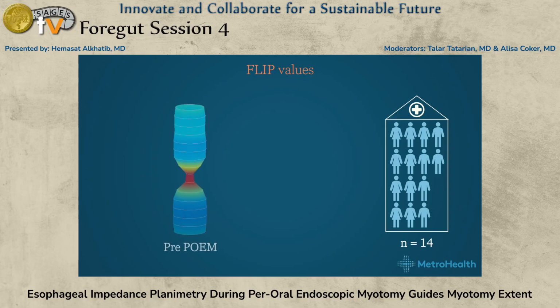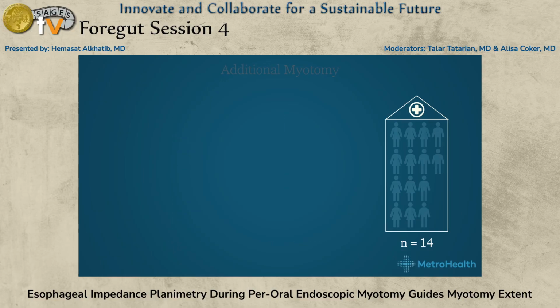So did we have to change? Oh, this is a visual depiction of how you see this intraoperatively. And you see on the pre-POEM side, those warmer colors indicate a tighter sphincter. And after your myotomy, you can see the diameter has increased and your compliance has gotten better. And so the next question is, did we need to change any management intraoperatively based on these values?